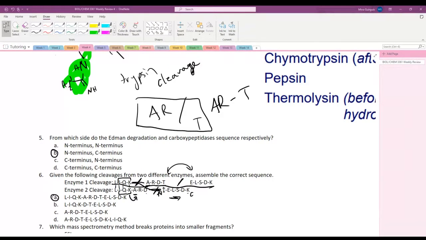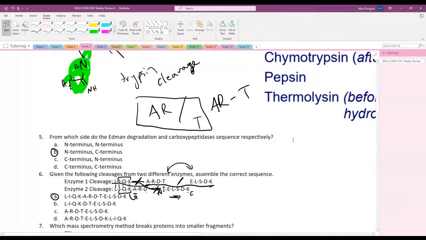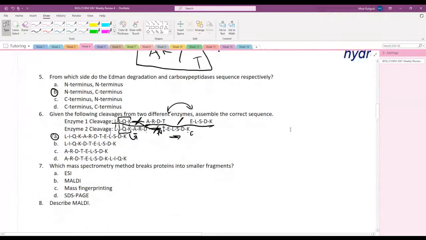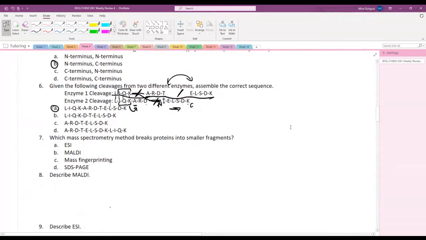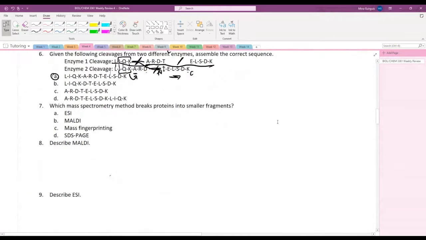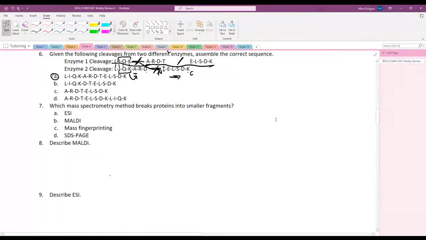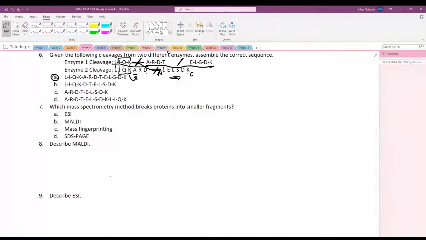Okay, so that was kind of an older way of doing things because it takes quite a bit of work. There is fortunately an easier way to do it now. And that easier way is called mass spectrometry. There are two kinds of mass spectrometry that we're going to talk about today, ESI and MALDI. As you can tell, 8 and 9, I go into quite a bit of depth on each of them. For now, I'm just going to give you the very bare overview until we get to 8 and 9 so that we can answer question 7.